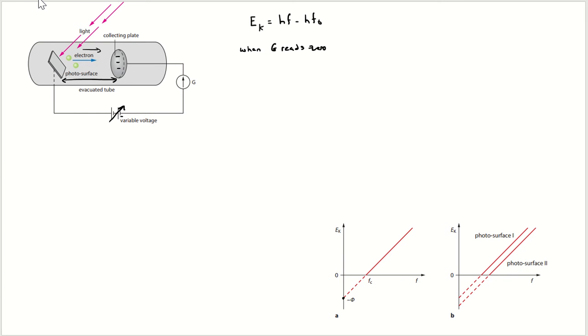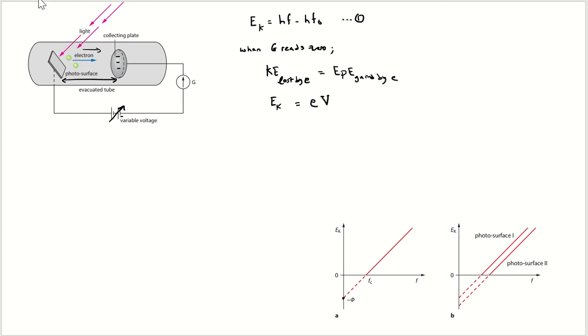So no more electrons are reaching, which means that the kinetic energy now is not sufficient to overcome this electrical potential difference. This means that the kinetic energy lost by the electron is equal to the electrical potential energy gained by the electron. So I can write this kinetic energy in terms of the voltage or the potential difference. Now it's easy for me to measure the kinetic energy, and I can replace this in equation 1.